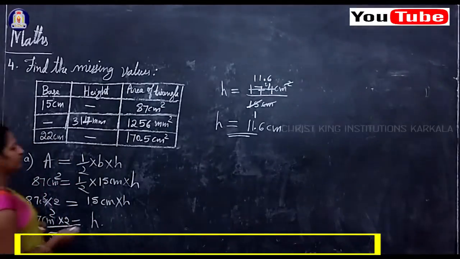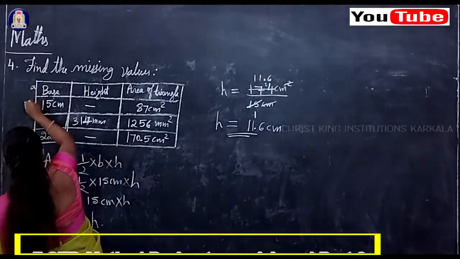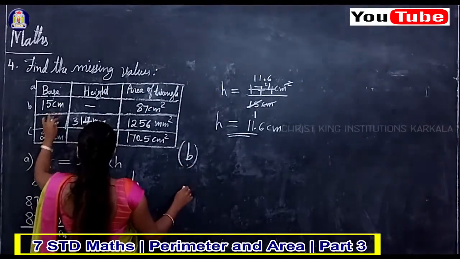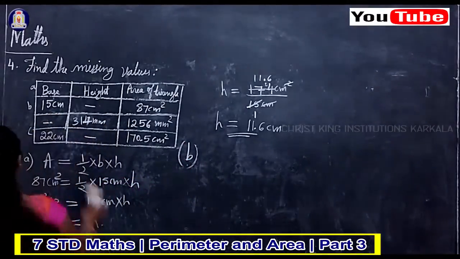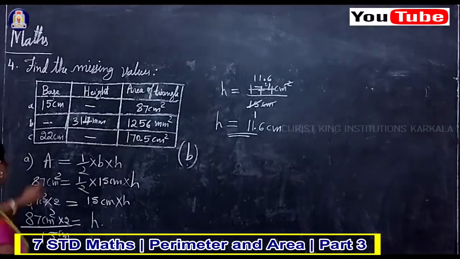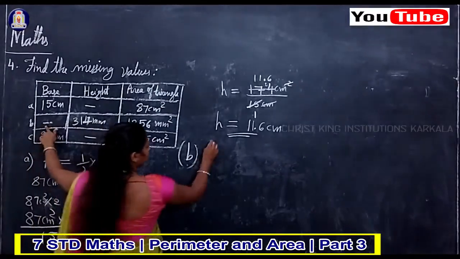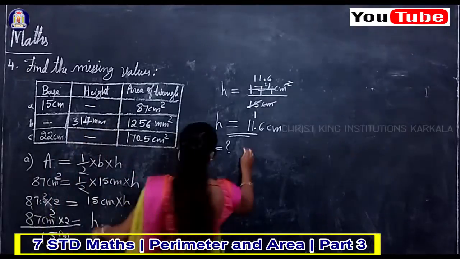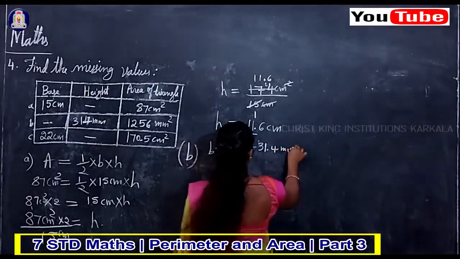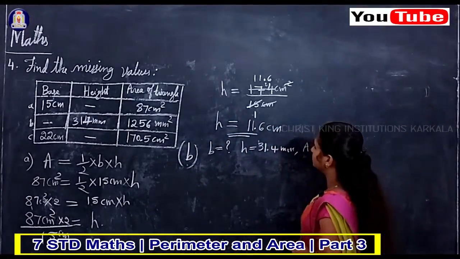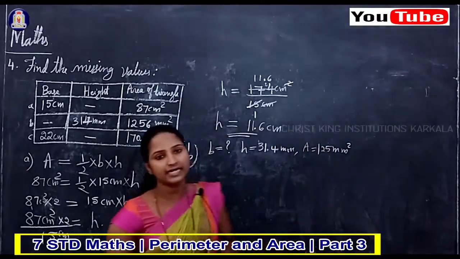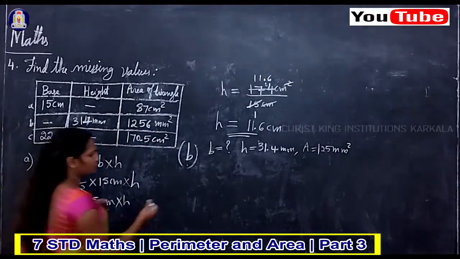Okay, now the second one we will solve, that is, this is A and B and C. Second question. In this, base is not given. We don't know what is the B. B is question mark and height is given. Height is 31.4 millimeter and area is given. Area is 1256 millimeter square. So area is given, height is given, but you have to find base. So the same formula we can use.